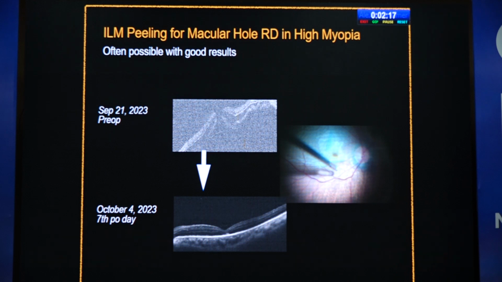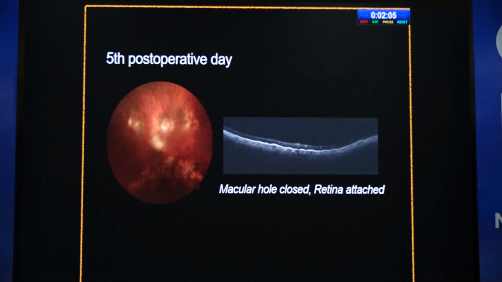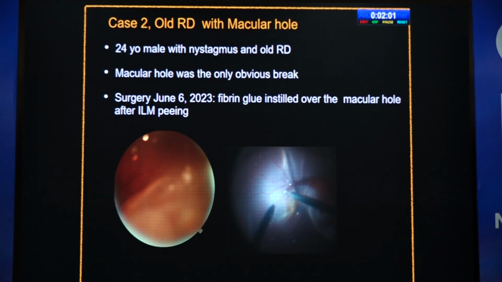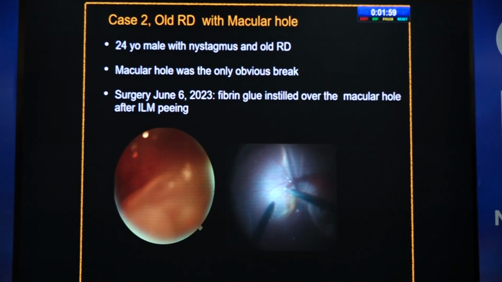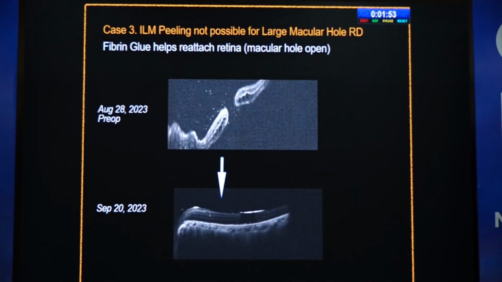Then we started extending the indications. In most of the macular hole RDs we can do an ILM peeling and the retinal detachment can settle down, but sometimes we are not able to do an ILM peel. So this was a resurgery for a macular hole RD, and we injected fibrin over the macular hole. So both are closed and attached. Similarly, old RD with a macular hole. The hole is closed and retina is attached, and within 6 days the glue is gone. Another patient, here the hole did not completely close, but at least the retina got attached.